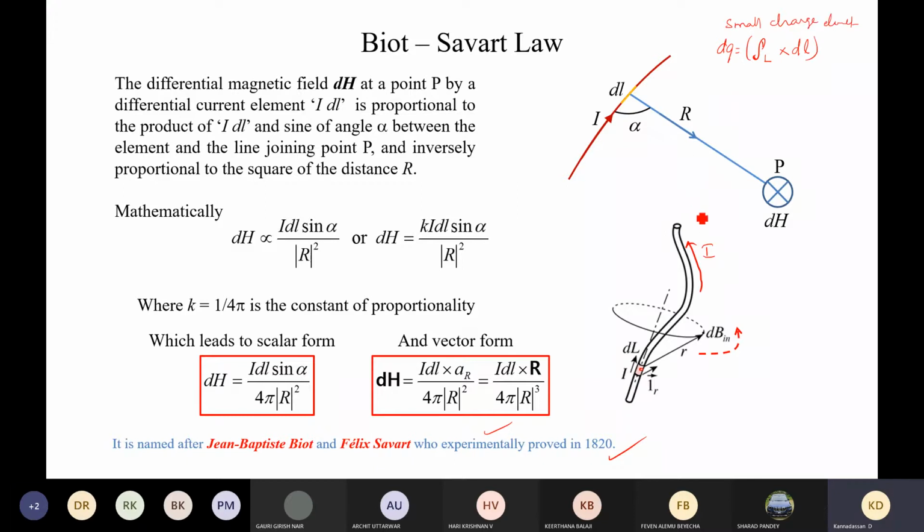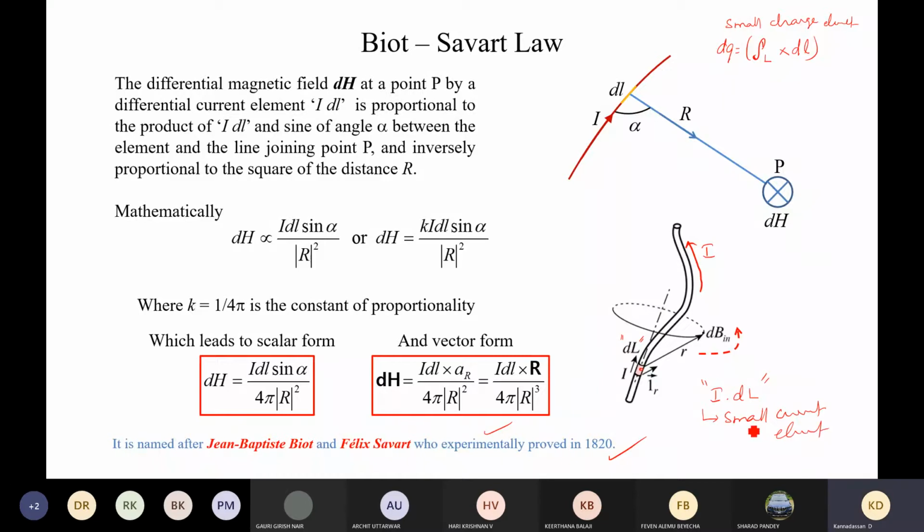Similarly, here also we have current. This current, here we are calling it I, is passing through a small length, and I am going to multiply the two. So this is generally referred to as the small current element.